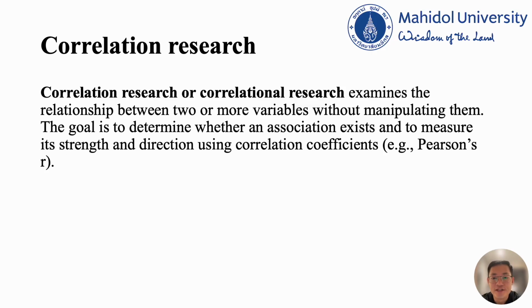Now let's move to correlation research, which is also known as correlational design. This method explores whether a relationship exists between two or more variables. It does not involve manipulation. We simply observe and measure. For example, we might ask if stress levels are related to sleep duration. To quantify this relationship, we use statistical tools like Pearson's r. The strength and direction of the correlation can provide valuable insights for theory development or future experiments.